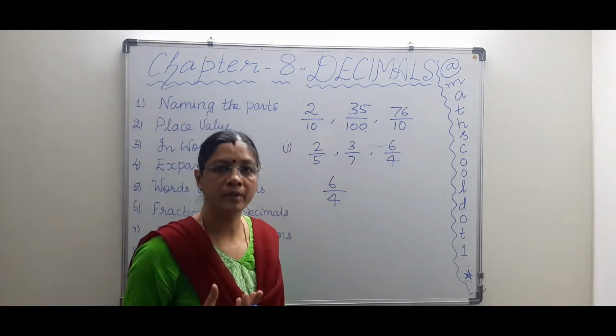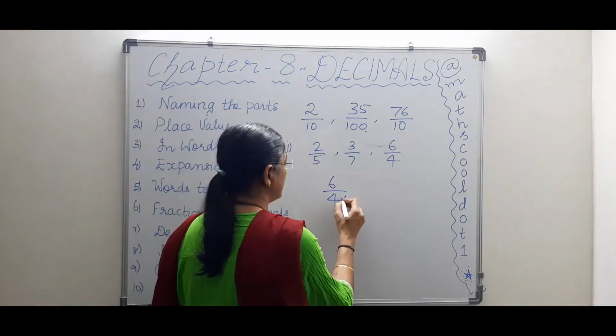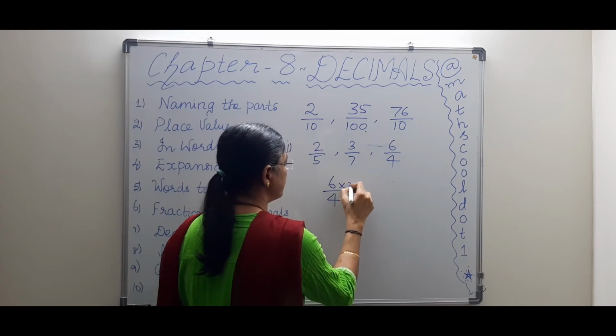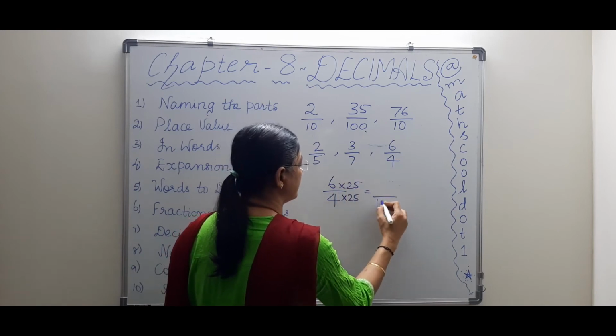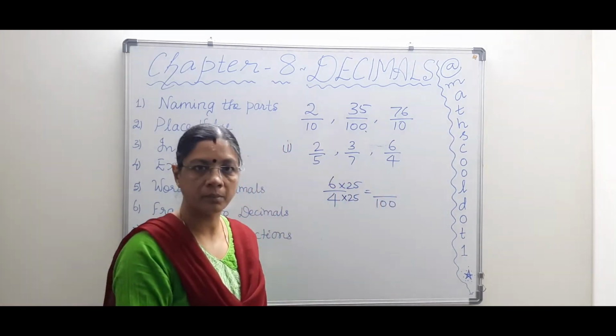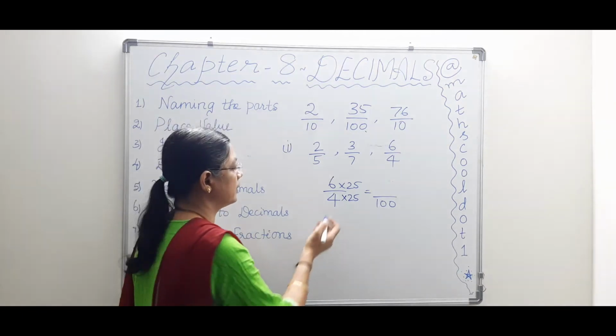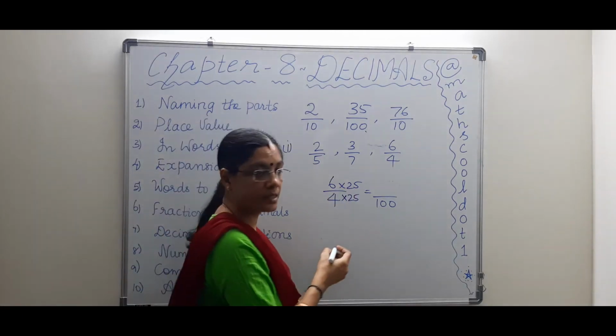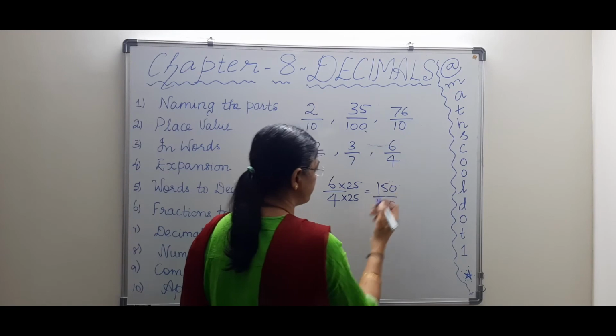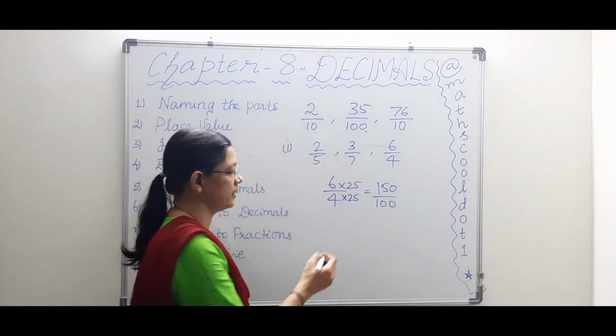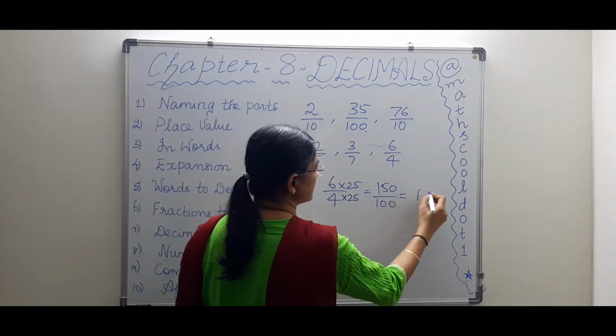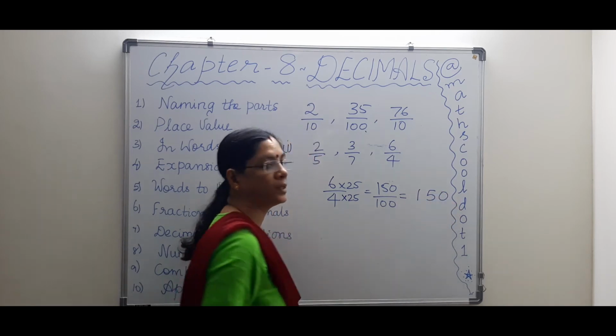See, now 4 cannot be changed to 10, okay? But by multiplying it by 25, I can change it into 100. So this is also a multiple of 10, isn't it? So 100. Now 25 into 6 is, yes, 150. Now 150 divided by 100, I can change it into decimal place. Just write 150 as it is.